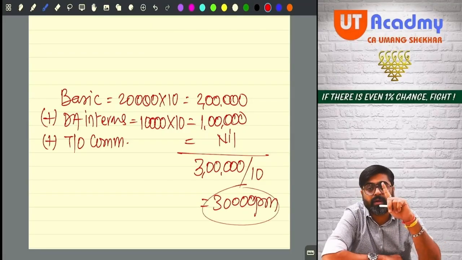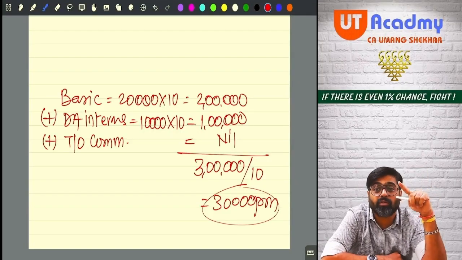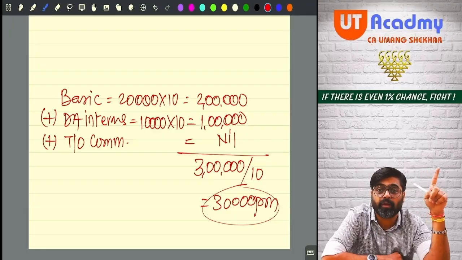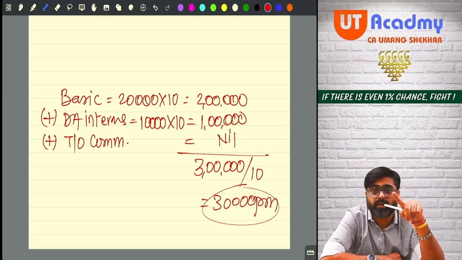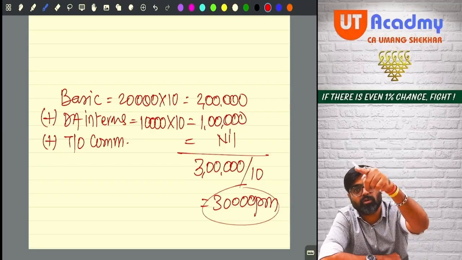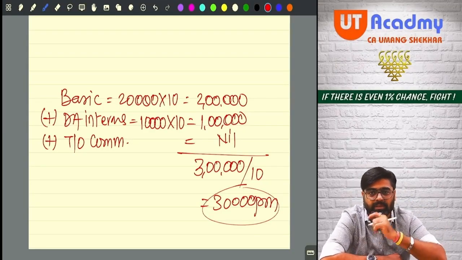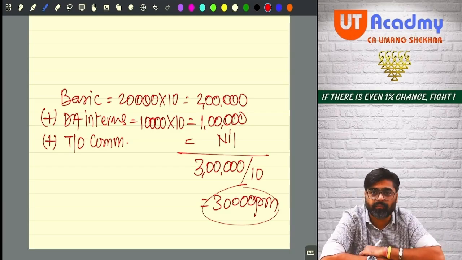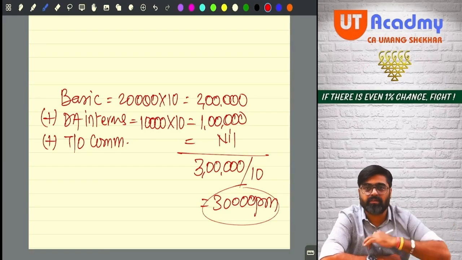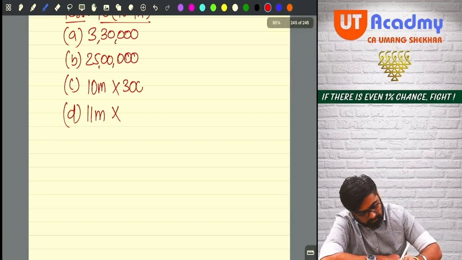Average salary. And they would have got average salary of 20,000 only, because as per them, DA is not in terms. But as per my understanding, it is DA in terms. So I have taken that DA also. Accordingly, my average salary is 30,000. Now pay attention. Do you have this average salary? Average salary I will put here 30,000.